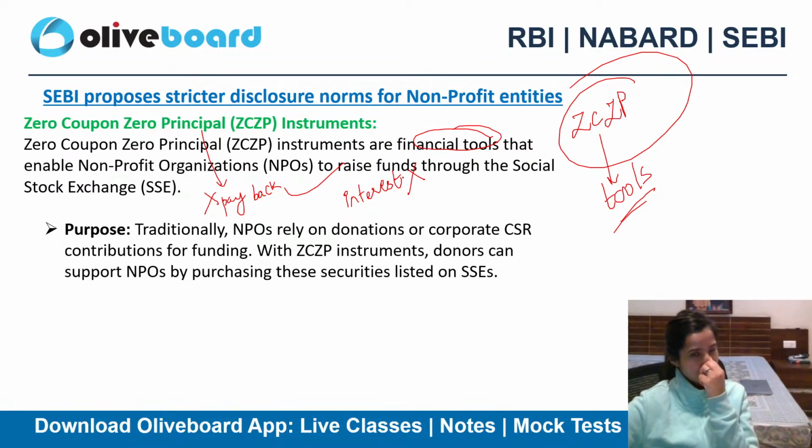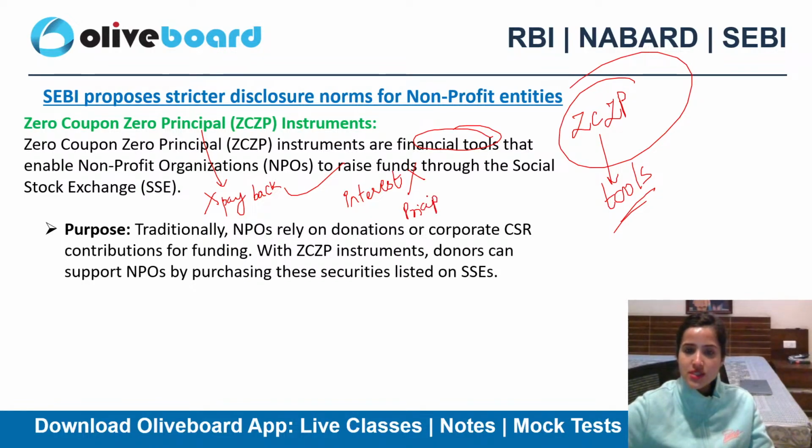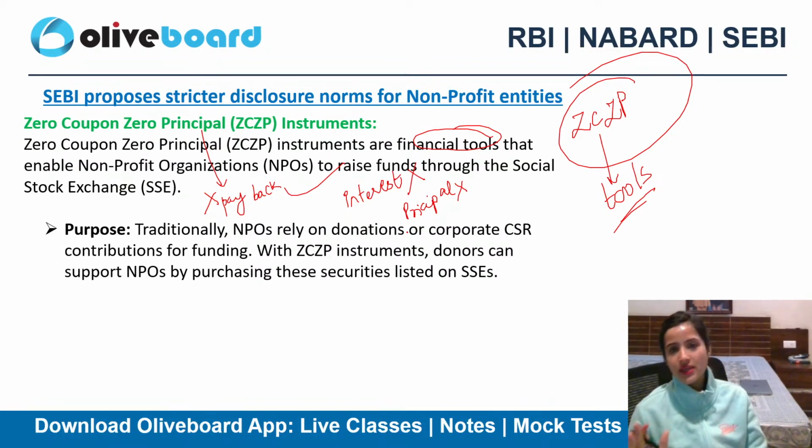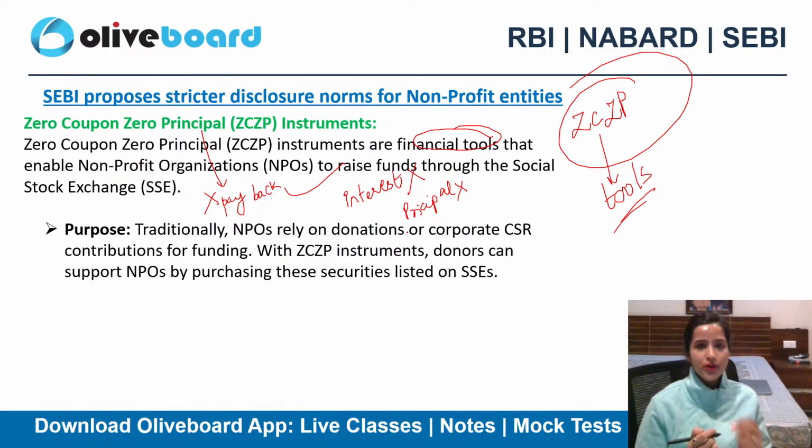For example, you've raised funds through the exchange. So you do not have to pay interest, and you will not pay back the principal amount. Right? So if you have raised funds, zero coupon means zero interest. You don't have to pay any interest. And zero principal means you will not even pay the principal amount. For example, if you've raised 1 crore.